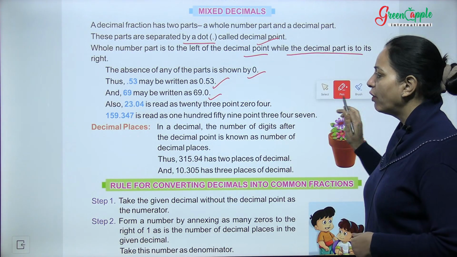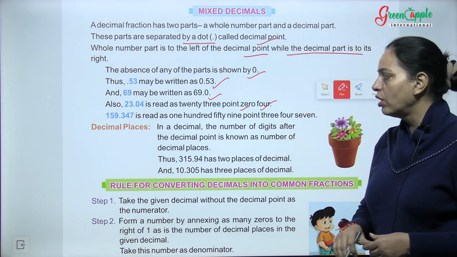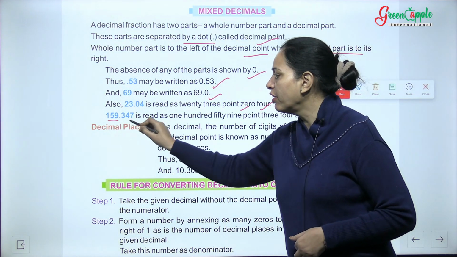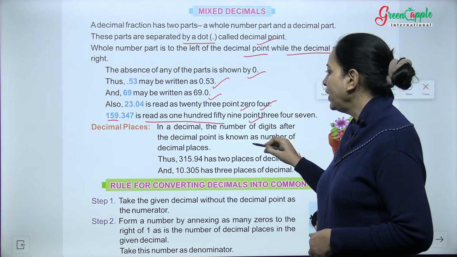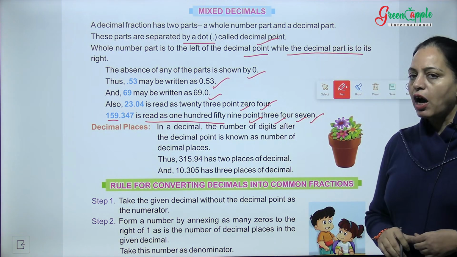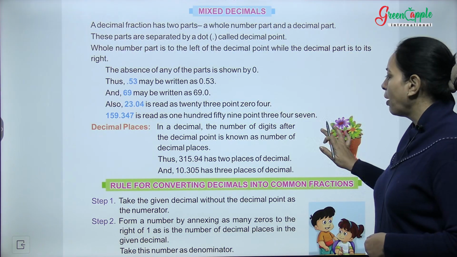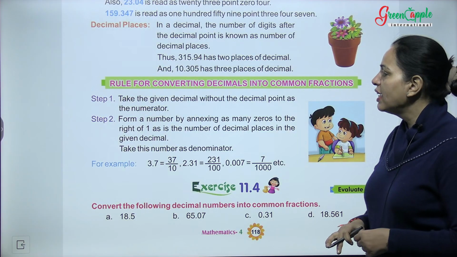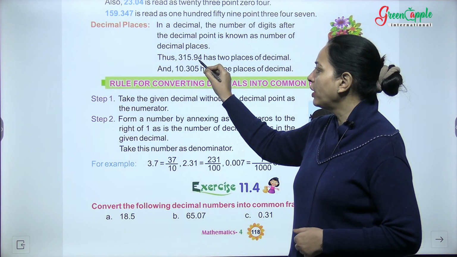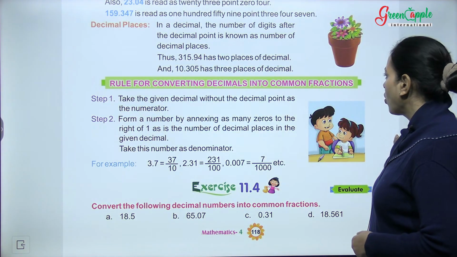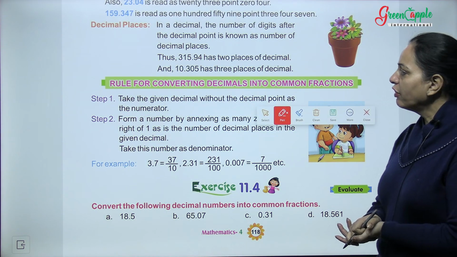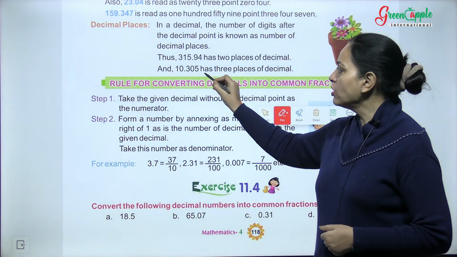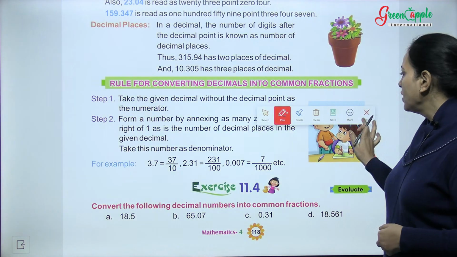23.04, how we can read it? 23.04. 159.347, how we can read it? 159.347. Now decimal places. In a decimal, the number of digits after the decimal point is known as number of decimal places. Like here 315.94, it has 2 places of decimal. Like 315.94, it has 2 places of decimal, and 10.305, it has 3 places of decimal.